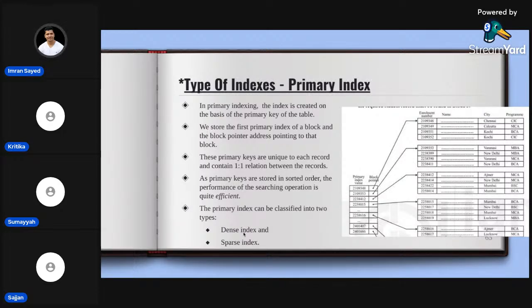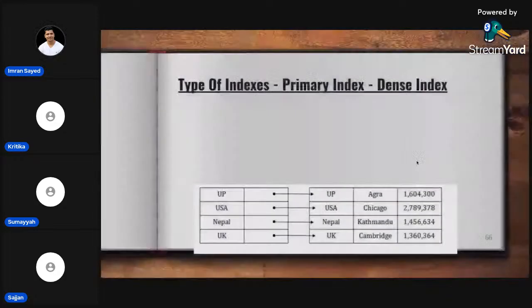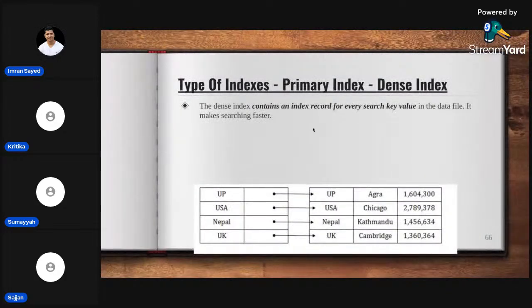Two types of indexing, dense and sparse. In a dense index, each primary index record matches each record in the database, so there's one to one. In a sparse index, there's a gap between different records. So in this case, for example, this is pointing to a block, then another one is pointing to another block. Let me give you an example here.